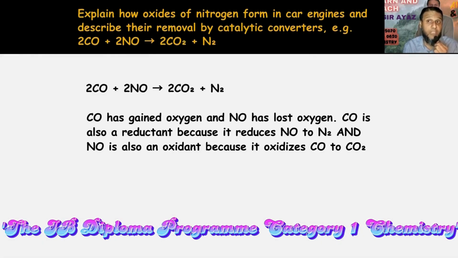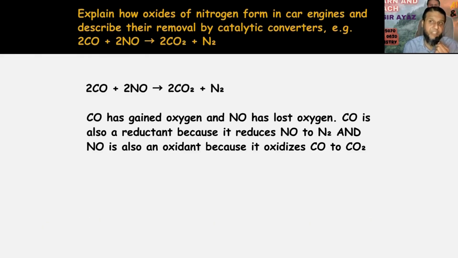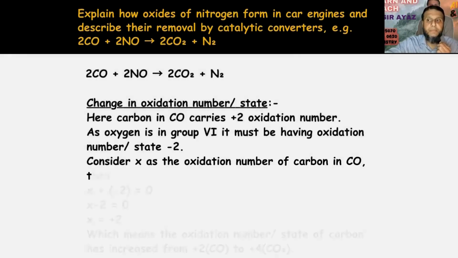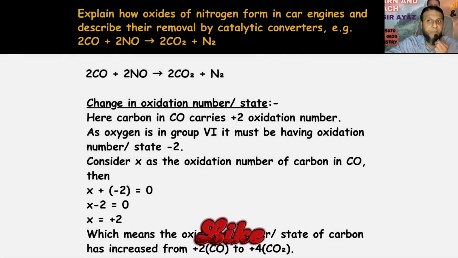Therefore, carbon monoxide will be acting as a reductant or reducing agent, and nitrogen monoxide as an oxidant or oxidizing agent. This reaction can also be explained in terms of change in oxidation numbers. In carbon monoxide, oxygen is more electronegative than carbon. Recall the trend in electronegativity for this.